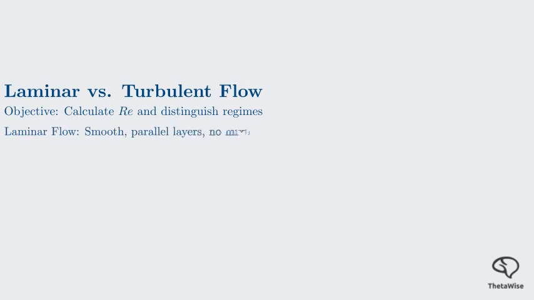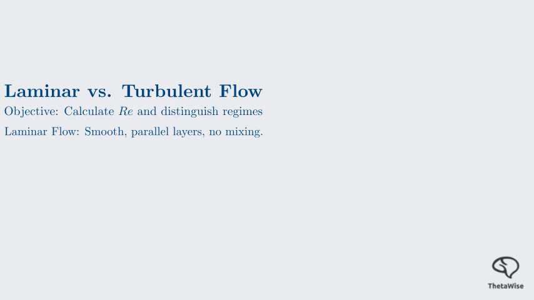Now, let's look at one of the most important ways to categorize fluid motion: laminar and turbulent flow. Our objective is to calculate the Reynolds number and distinguish flow regimes. In laminar flow, fluid particles move smoothly in layers, or laminae, that slide over one another. There is no mixing between layers.